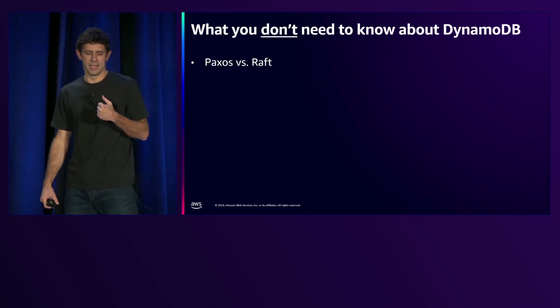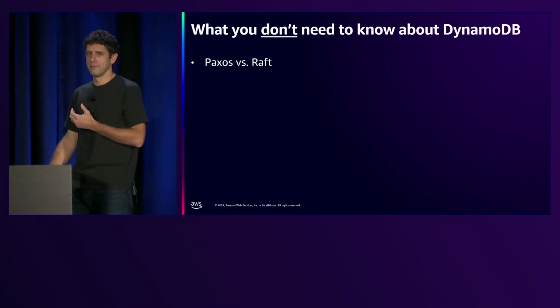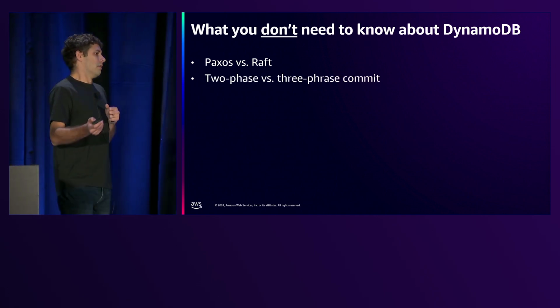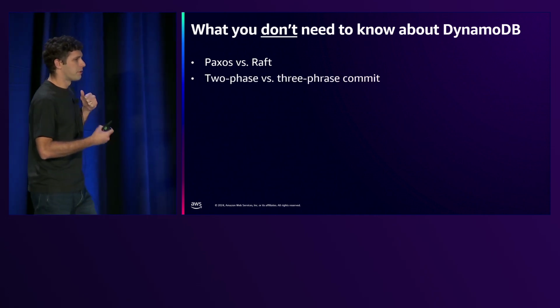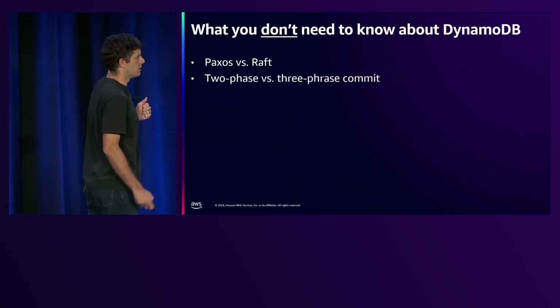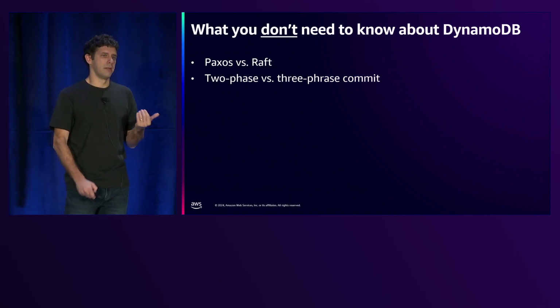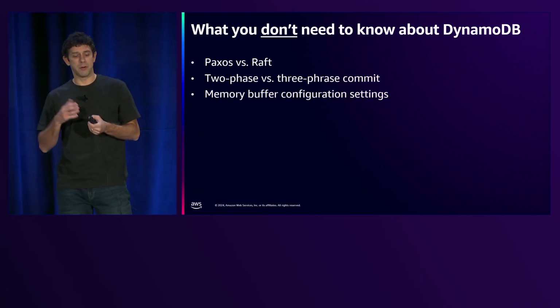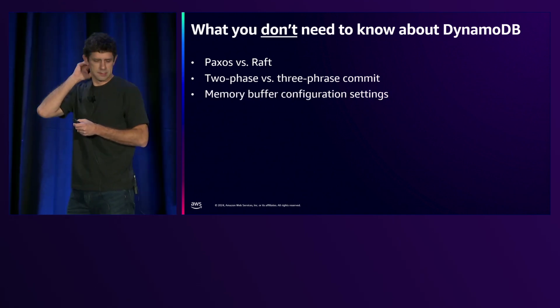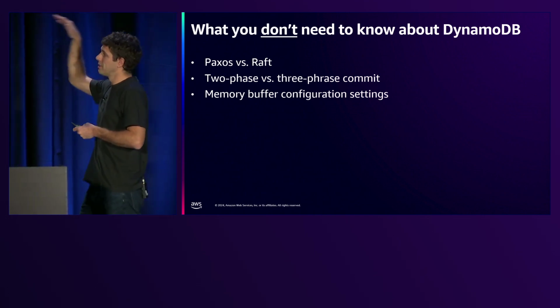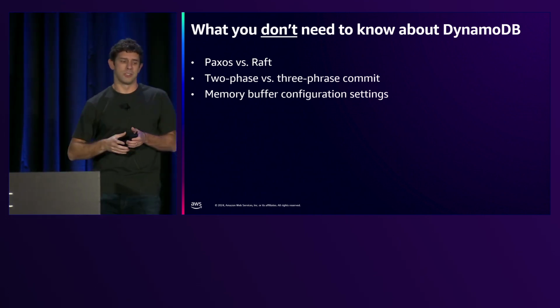That would be something like, is it using Paxos or Raft for consensus? Or during the transaction, is it doing 2-phase commit or 3-phase commit? Can I choose one of those options? Or even if you're used to operating a database like Postgres or MySQL, how do I set my memory buffer configuration settings? And I would say some of these things are interesting. Some of these things they talk about in papers or talks.